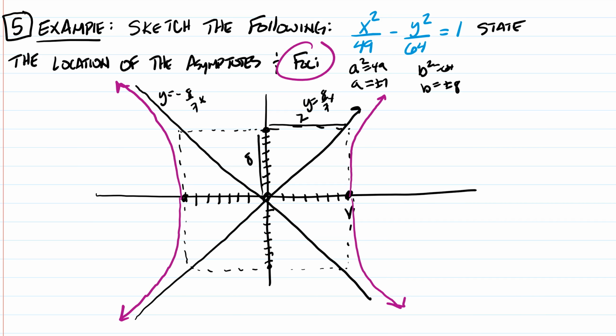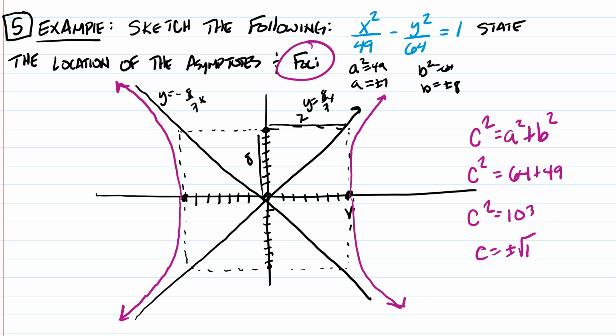The only other thing that I need now are the location of the focal points. And remember that c squared is a squared plus b squared in this case. So c squared is going to be 64 plus my 49. So c squared is going to be 103, if I think I did that right. And then c is going to be plus or minus the square root of 103, whatever that happens to be. So I can go here and I can say that is plus square root 103 comma 0. And over here minus square root 103 comma 0. So I have given everything that I possibly could and sketched the following, and this is what we would expect.